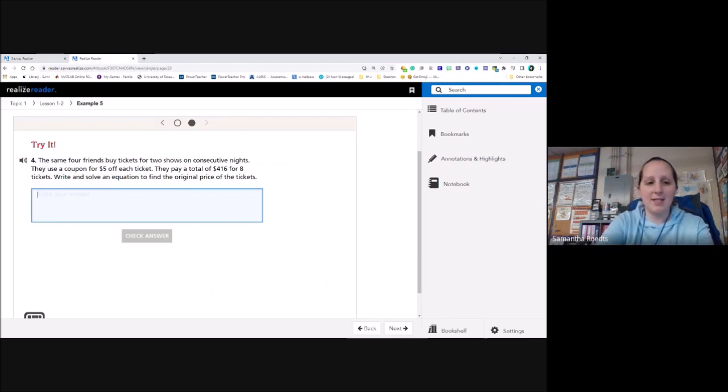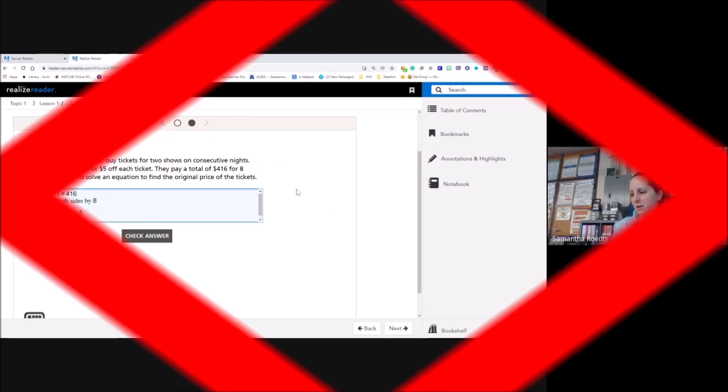So I have 8 tickets. And we'll say T minus 5 because the T is the original price of your ticket minus the $5. And that equals $416. I'm going to divide both sides by 8. So that's T minus 5 equals 416 divided by 8 is 52. Then I'm going to add 5: T minus 5 plus 5 equals 52 plus 5. So that's T equals 57. Each ticket was $57.